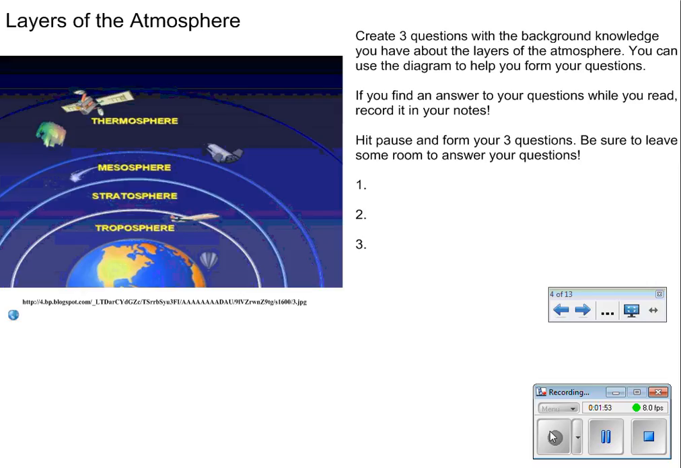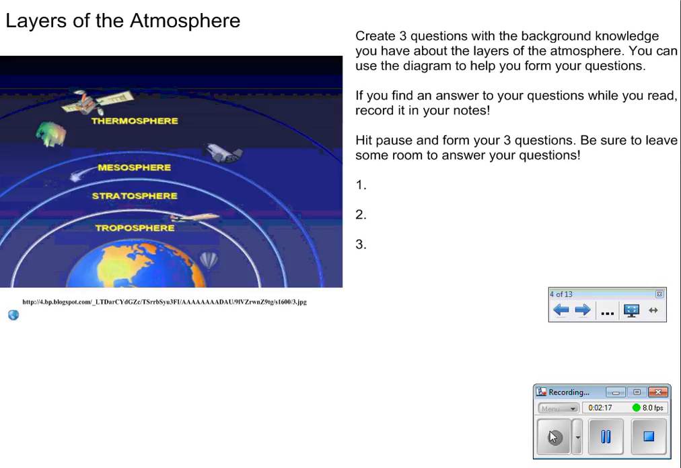If you find an answer to your questions while you read on the next couple slides, record it in your notes. Hit pause and form your 3 questions now. Be sure to leave some room to answer your questions. Write your question for number 1, and then skip 3 or 4 lines, and then write your question for number 2, and then do the same for number 3.